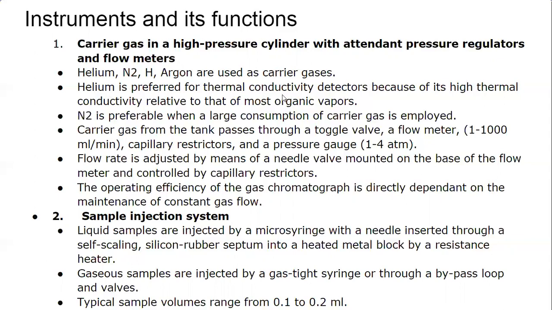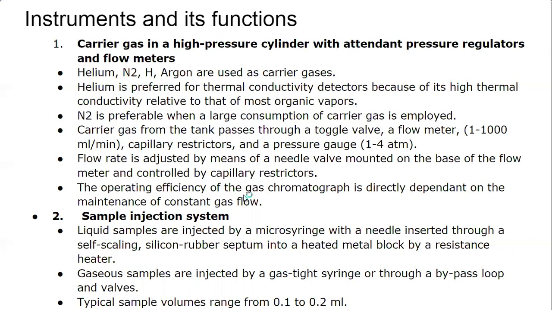Helium is preferred for thermal conductivity detectors because of its high thermal conductivity relative to most organic vapors. Nitrogen is preferable when a large consumption of carrier gas is employed. The carrier gas from the tank passes through the valve, flow meter and capillary restrictor. So this is the instrumentation. The flow rate is adjusted by means of a needle valve mounted on the base of the flow meter and controlled by the capillary restrictor. So by means of the regulator, we can adjust the flow rate of carrier gas.